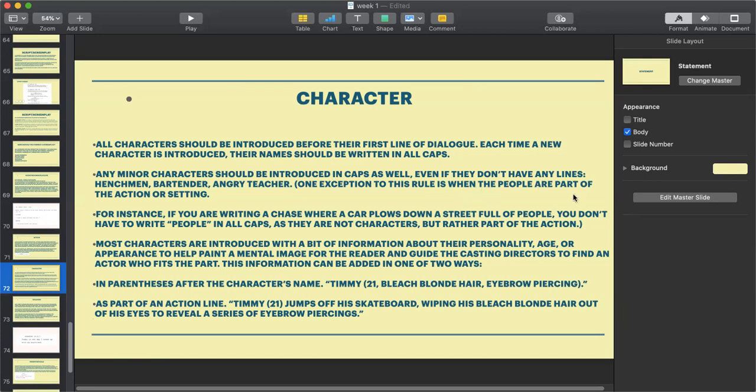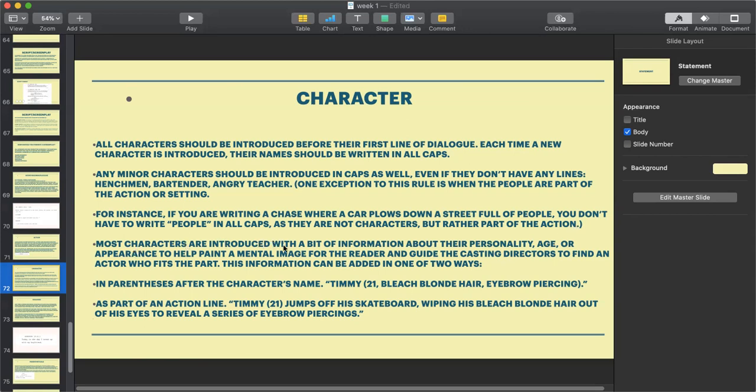One exception to this rule is when people are part of an action setting. For example, if you're writing a chase where a car flows down a street full of people, you don't have to write people in all caps as they are not characters, but rather part of the action. So you gather some extra people on the road and you say to them, you stand there, I'll give you $10 each, like that. But even if there is one single minor character in the film on which the camera is focusing or they need a 2-minute, 3-minute role in the film, those names have to be mentioned. And of course, the major characters as well.